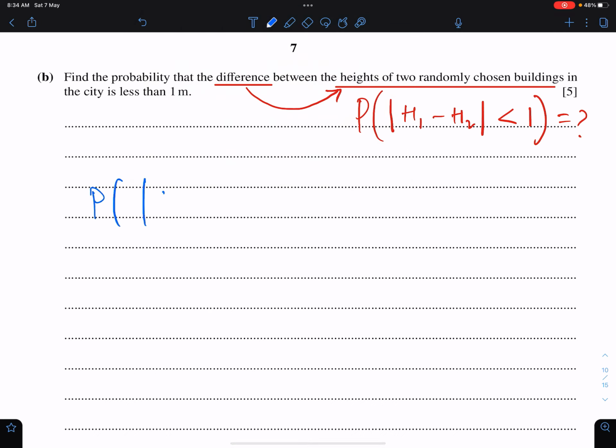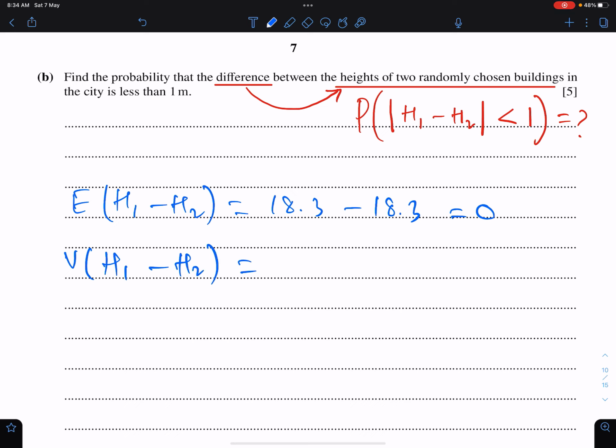So h1 minus h2. First we need the mean and variance of h1 and h2. So for h1 minus h2, it's 18.3 minus 18.3, therefore 0. The variance of h1 minus h2 is 2.5 plus 2.5. In variance, we always write a positive sign here because variance cannot be negative. This is 12.5.